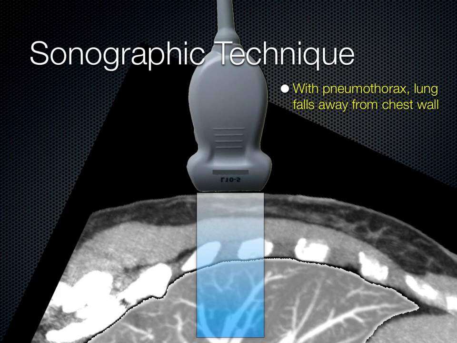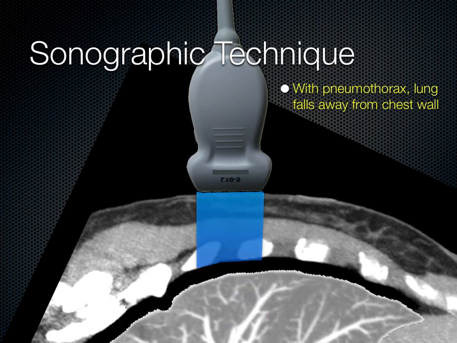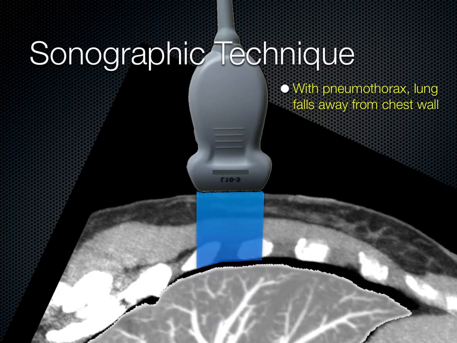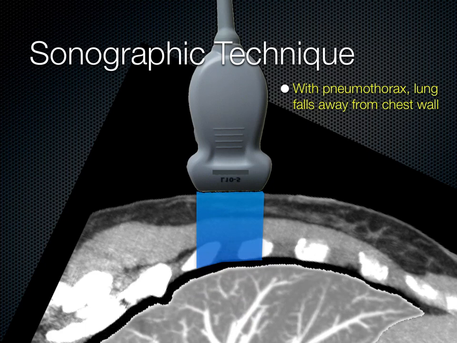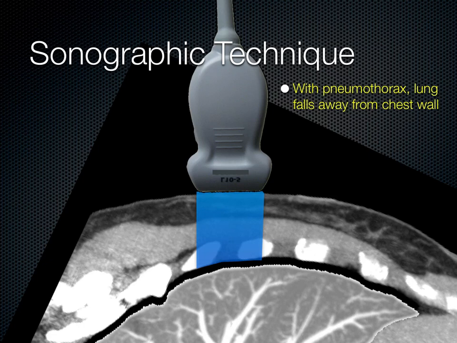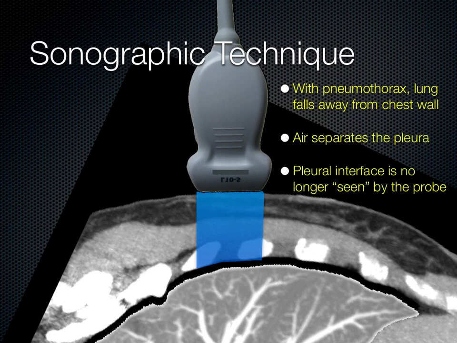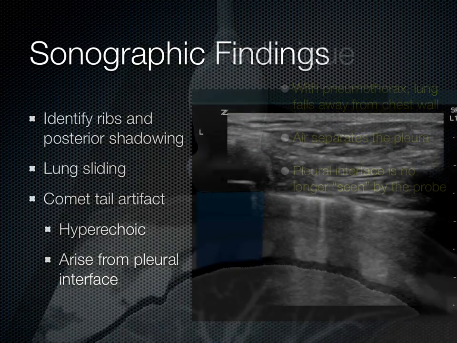However, when there's a pneumothorax, the lung will fall away from the chest wall. And you can see that the ultrasound beam basically gets cut off right at that interface because it encounters air. And the visceral and the parietal pleura are no longer touching, so you will no longer be able to see that motion at that pleural line.